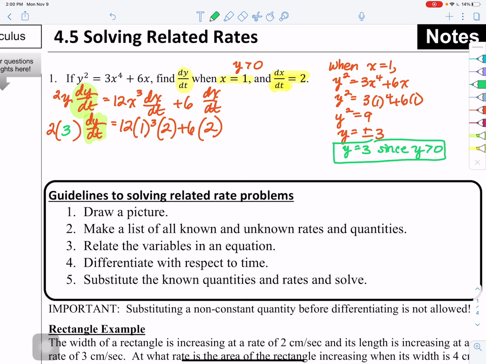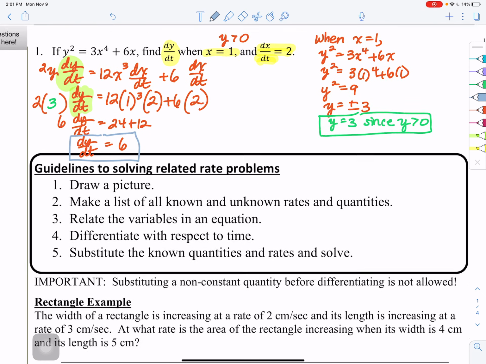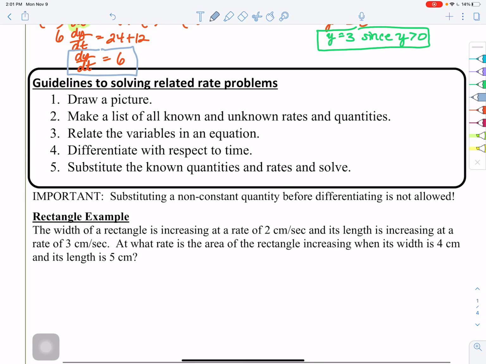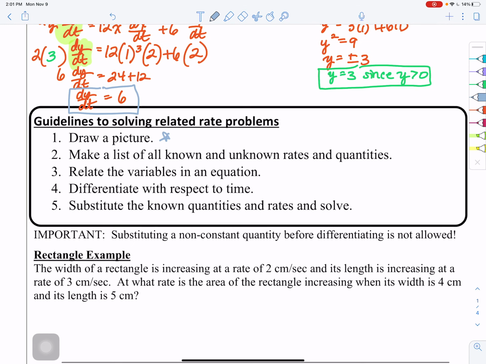Okay, so now we go ahead and solve this. 6 dy/dt equals 24 plus 12. So dy/dt is equal to 36 divided by 6, which is 6. Okay, let's go over some guidelines, and there's no units on that, so we just leave it like that. The very first thing you want to do is draw a picture, and we'll be doing that every single time. Of course, we didn't have a picture here. We were just doing some practicing.